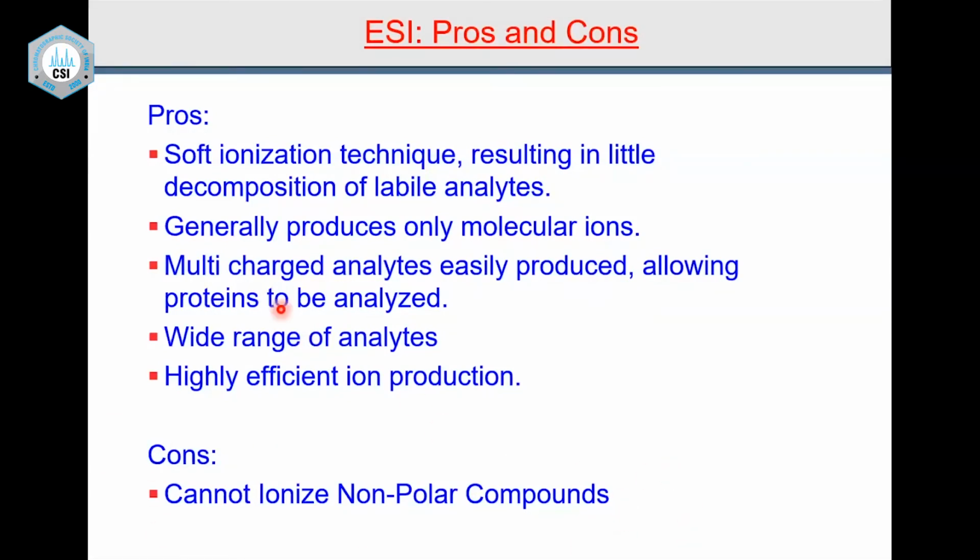With multiple ion charge, it is very good for proteins and peptides, and it is also good for some of the low molecular weight compounds. It is good for low molecular compounds, mid molecular compounds, and the other ones, which are proteins and peptides. So if it cannot ionize some of the non-polar compounds, what do we do? That is our next section, which is called APCI.